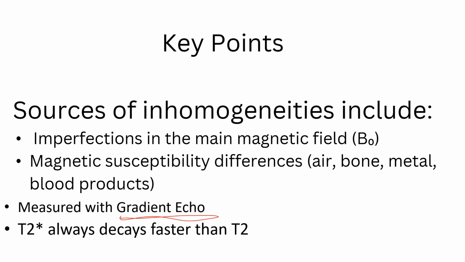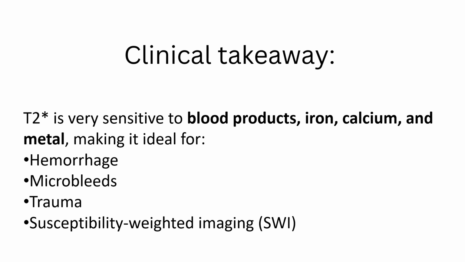T2 star always decays faster than T2. Clinical takeaway: T2 star is very sensitive to blood products, iron, calcium, and metal, making it ideal for hemorrhage, microbleeds, trauma, and SWI.